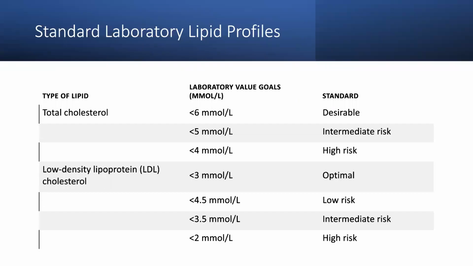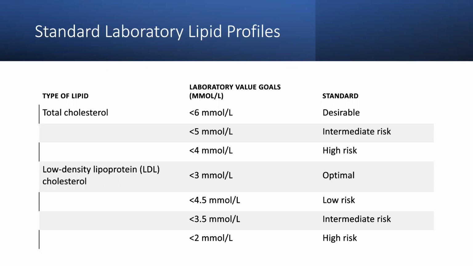If we check the lipid profile tests, these show how much the values should be in our body. For total cholesterol, the desirable value is below 5 millimoles per liter, and when it is coming up, it's intermediate. If it is higher, then it is high risk. So total cholesterol should not be lower.